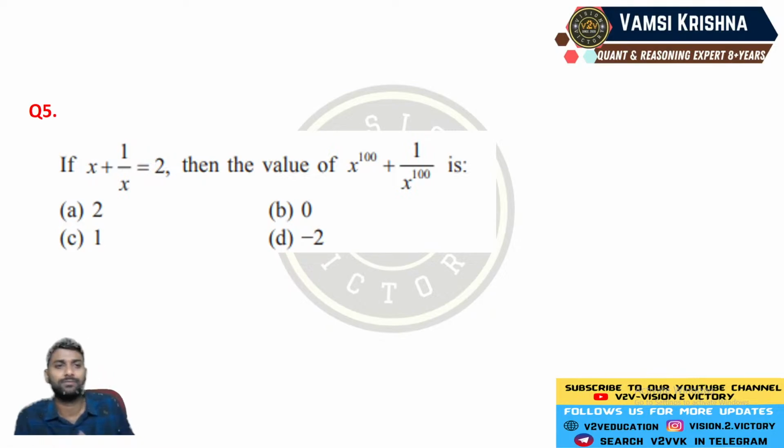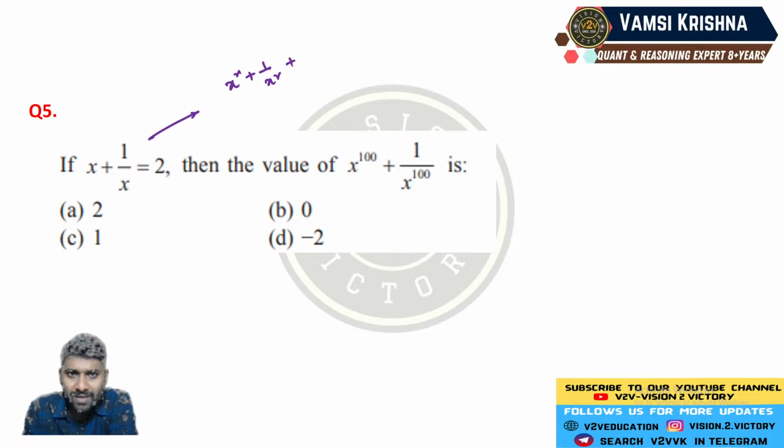See the question here. One more question, from number system, algebra. Now see, x plus 1 by x is equal to 2. Then what is the value of x power 100 plus 1 by x power 100? Now see, squaring on both sides: x square plus 1 by x square plus 2 times x into 1 by x is exactly equal to 2 square. 2 square value becomes 4.